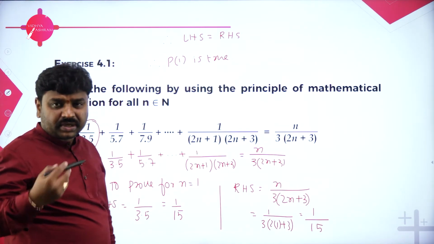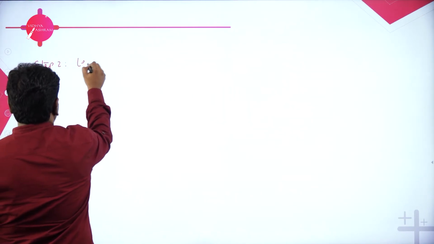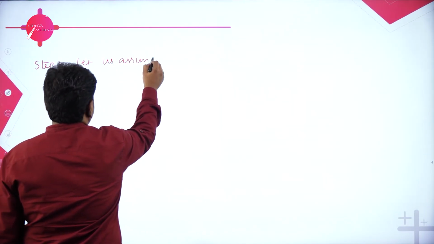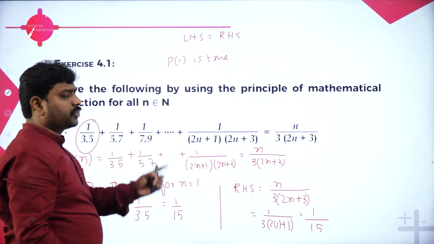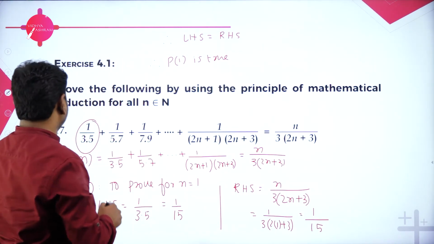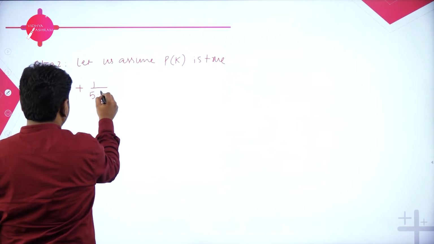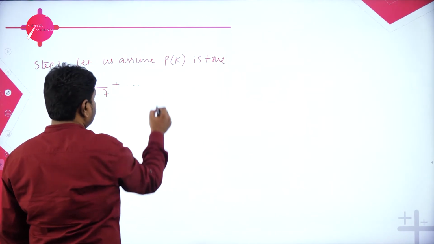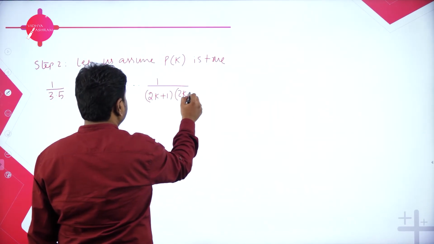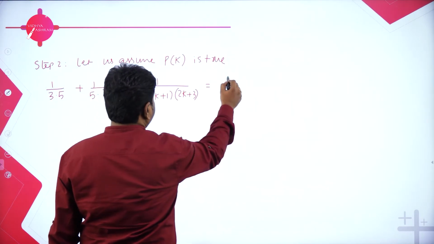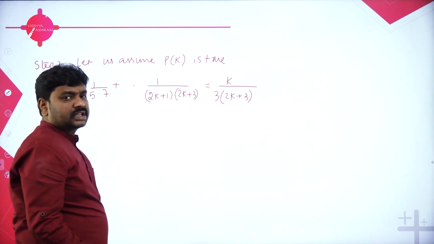Then we should go for step 2. What is step 2? Assumption. So step 2, let us assume P of k, which means the statement for n value k is true. Means simple. In the given problem, take the problem as it is, in the place of n put k. If you do that, you will get 1 by 3 into 5 plus 1 by 5 into 7 plus so on, 1 by 2k plus 1 into 2k plus 3 is equal to k by 3 times 2k plus 3. Call it equation 1.